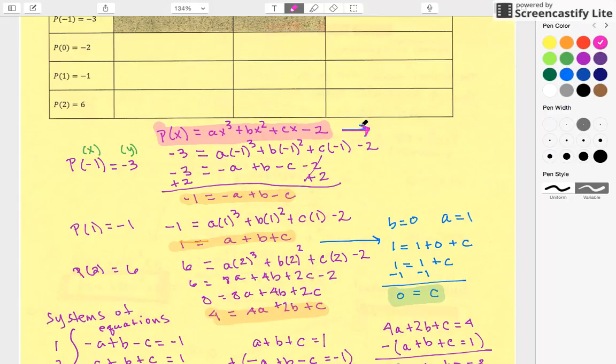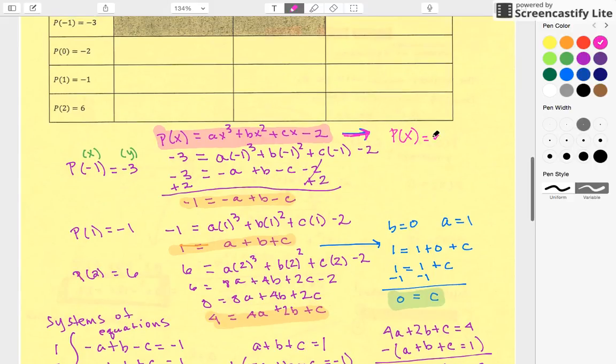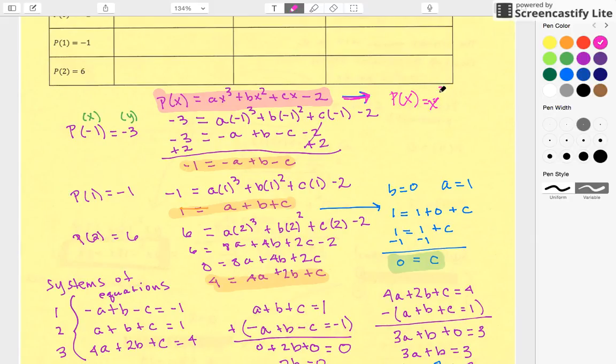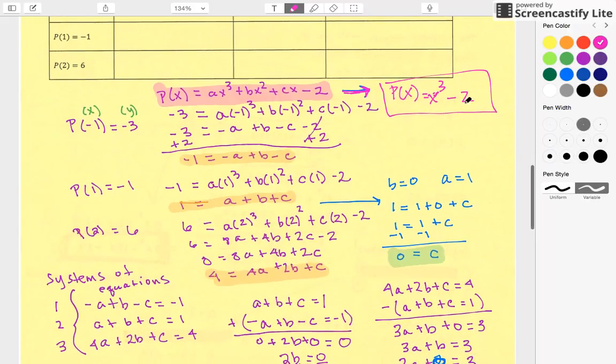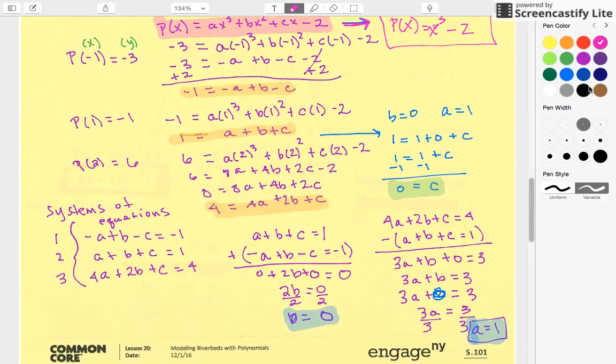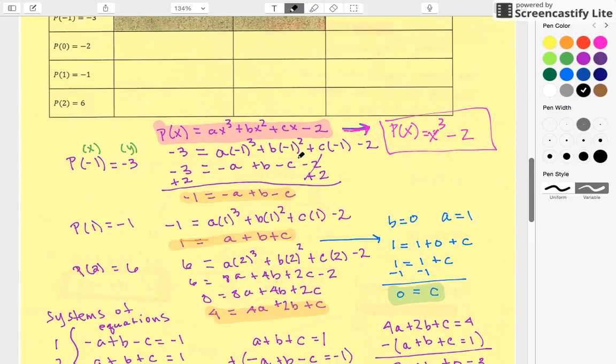My final equation is going to be P of x is equal to, since a is 1, x to the third, and then this will be 0, this will be 0, minus 2. So my polynomial equation is x cubed minus 2. All of that work just to realize that this is, in fact, indeed true. Alrighty, that's how we use systems of equations to help us figure out an equation.